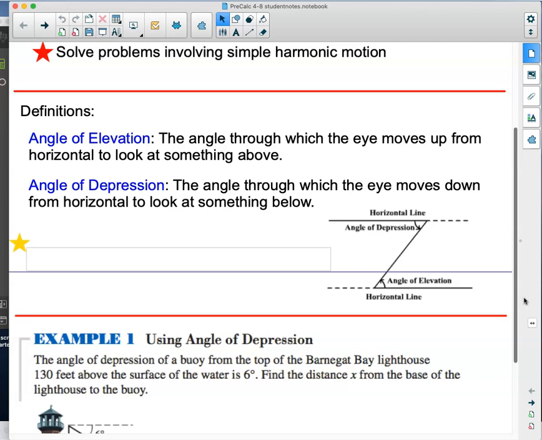And then the angle of depression is just kind of the opposite of that. The angle through which the eye moves down from horizontal to look at something below. So if you want to look at the desk in front of you, you're not going to look straight ahead horizontally. You're going to look down to see that. And that's going to be that angle of depression.